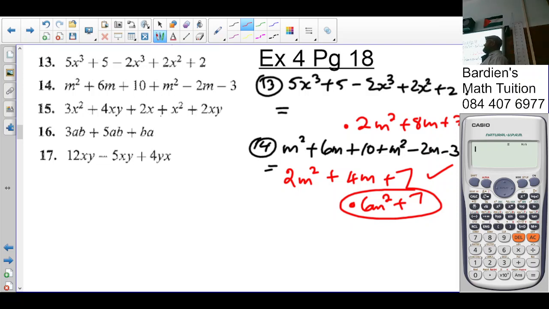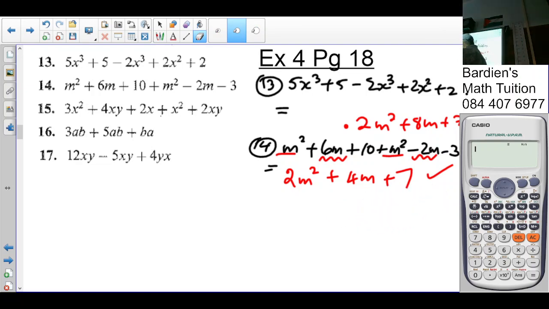Listen. M squared is a like term to what? M squared. Okay. Is m squared and 6m the same? No. So that is why you can't add the m and m squared. And that's how you got 6 here. You understand, Michael, where you're going wrong? It's not the same. So that one's out.